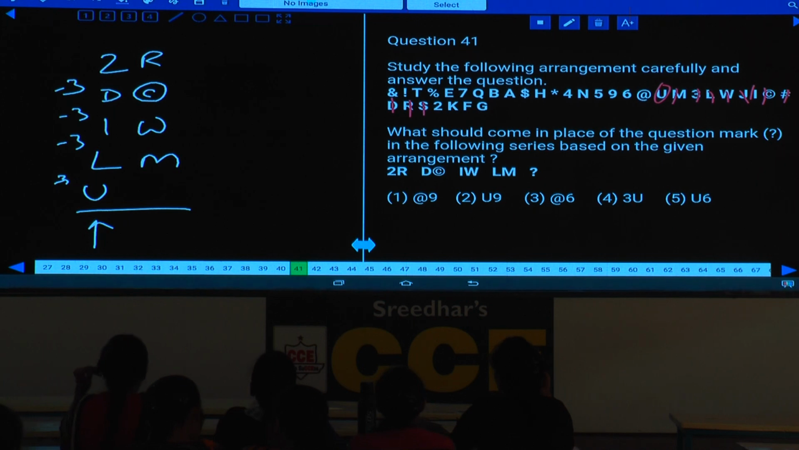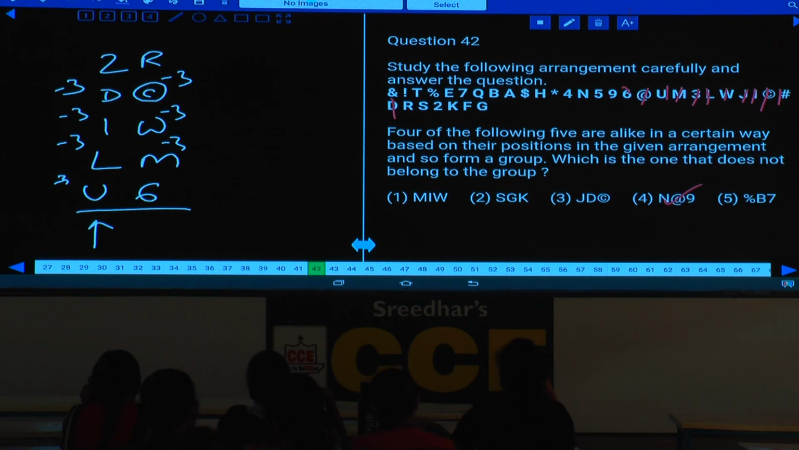Then the second elements, R and ©. From R to ©, 1, 2, 3, minus 3. Again © and W, minus 3. W and M, minus 3. Finally M minus 3, 1, 2, 3. Then what is your answer here? U6, and U6 is given in choice 5. The first letters are moved back 3, and the second letters are also moved back 3, that is choice 5.